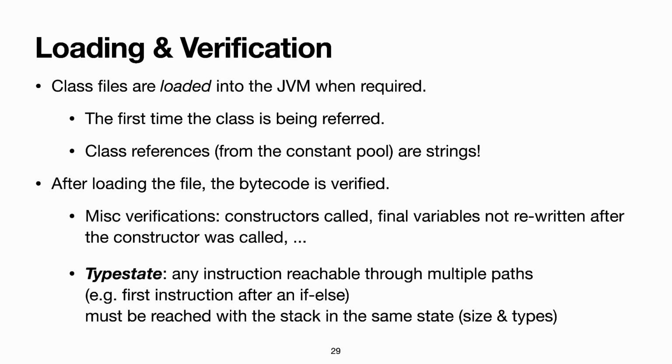Well, an example is if you have an if-else instruction, then the first instruction after the if-else is reachable through multiple paths, because you can either go through the if part of the if-else, or you can go through the else part. And so, for instance, if in the if part we push a value on the stack, but we don't do so in the else part, then we have a type state violation on the instruction after the if-else. Because through one path there is one more value on the stack, and through the other path this value is absent, and so the type state is not the same.